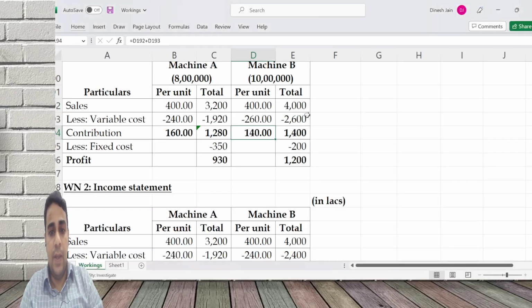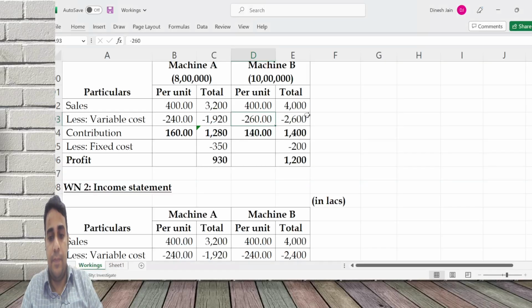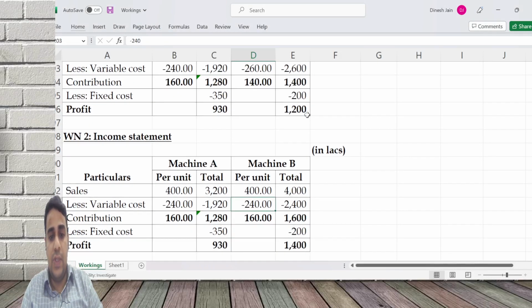Please change the question. It's 260. There has to be some variation. Normally it will be there. I think I made a typing mistake. 260 is the variable cost.